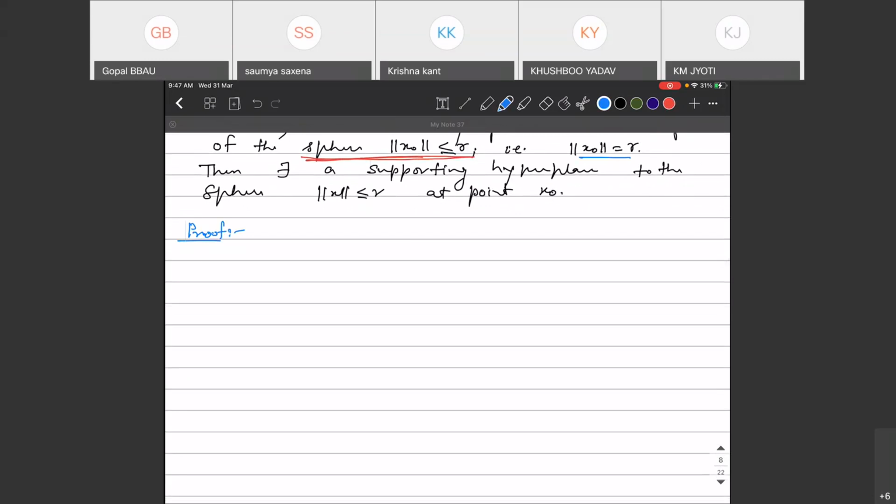Since norm x naught equals R, and you take R positive, clearly x naught is non-zero. This means by the above theorem, there exists an f, say f naught in X dash, a bounded linear functional such that two things happen: f naught of x naught is norm of x naught, and the norm of f naught is 1. This is what we will get.